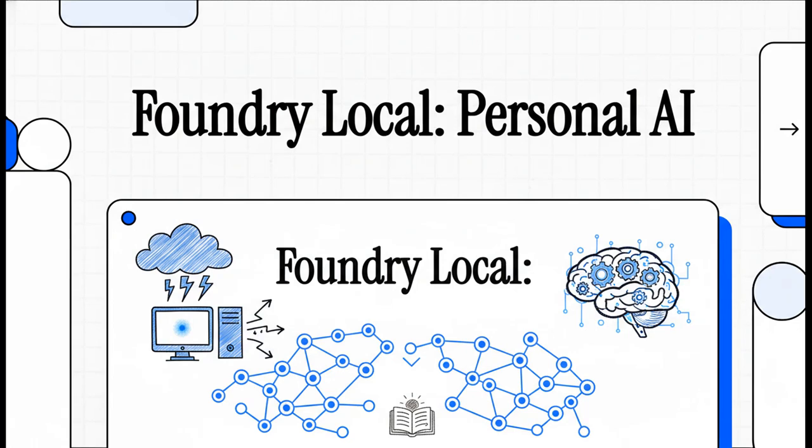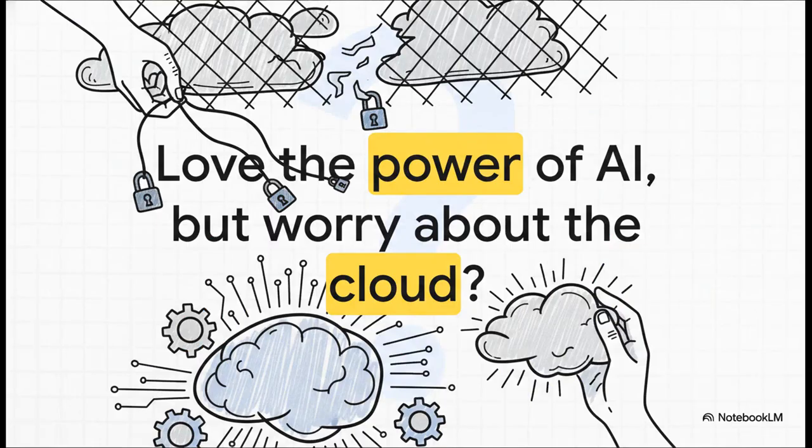Okay, so we all know generative AI has been a total game changer, right? But what if you could run all that power entirely on your own computer? I mean, completely offline. Well, today, we're going to dive into something called Foundry Local. It's a new tool from Microsoft that promises to do just that, to put a personal AI powerhouse right on your desktop.